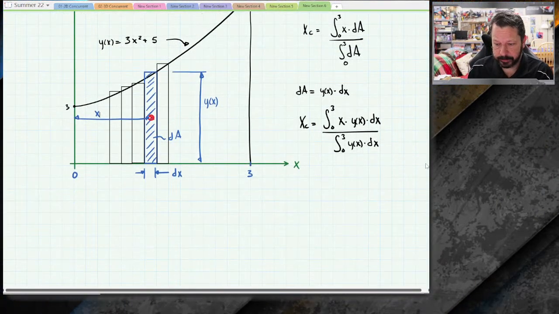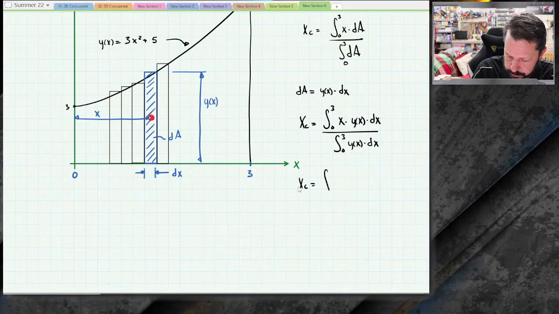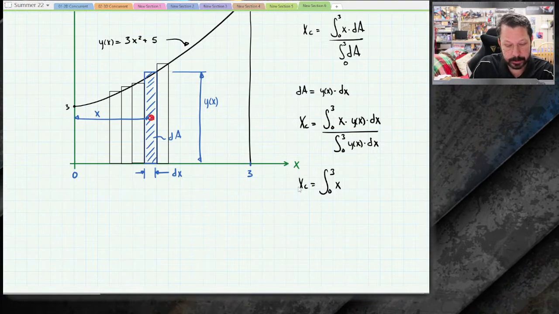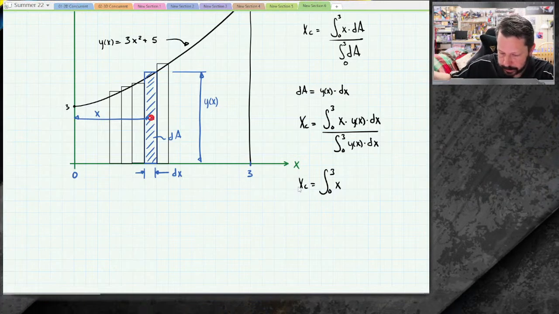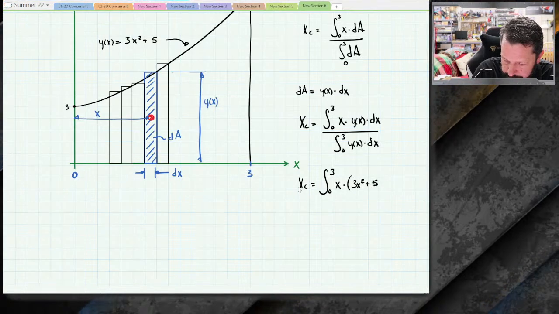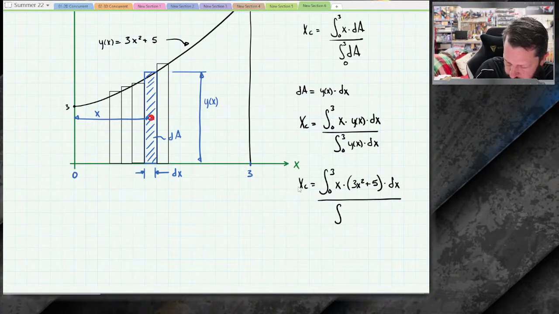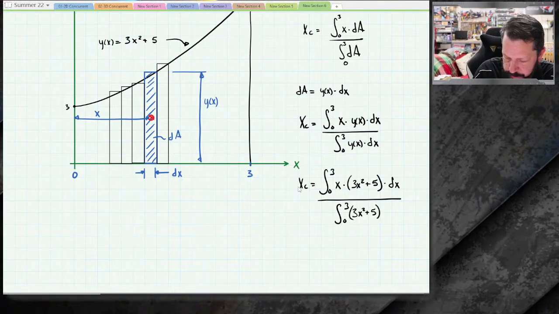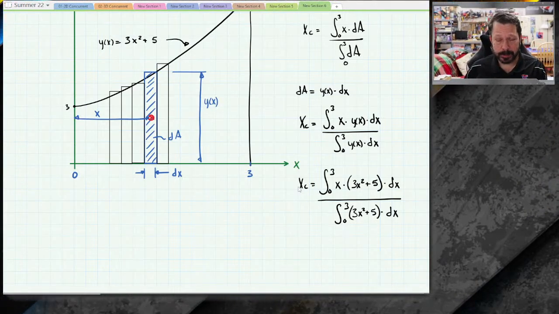I know I actually have a value for y of x. So x sub c equals the integral from 0 to 3 of x, which is just the distance from the y-axis to the centroid of my little integral strips, times y of x, which is 3x squared plus 5, dx. And then my denominator, the integral from 0 to 3 of y of x, which is just 3x squared plus 5, since I'm just subbing in the equation, times dx.